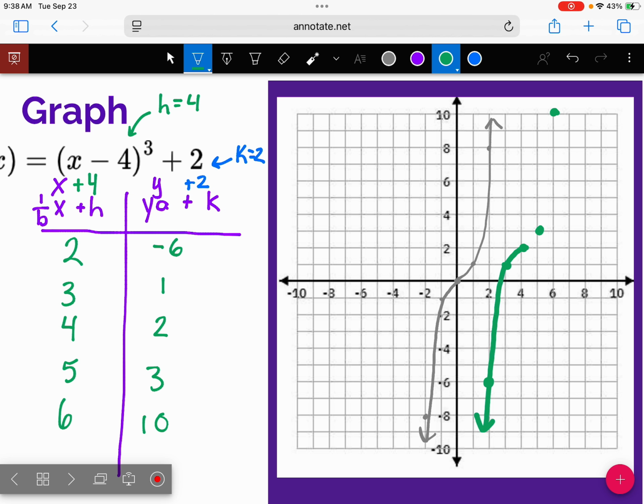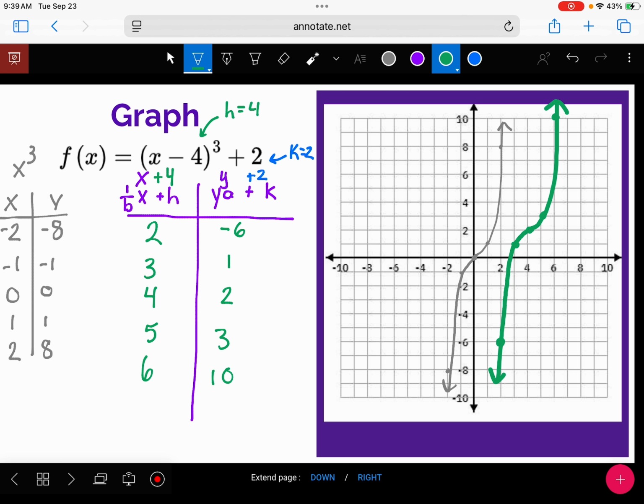So this is our first cubic transformation. Looks like this. We'll do one more cubic. Actually, we'll do one more graph. That'll be the last one we do. Oh, there's that page. Okay, cool.